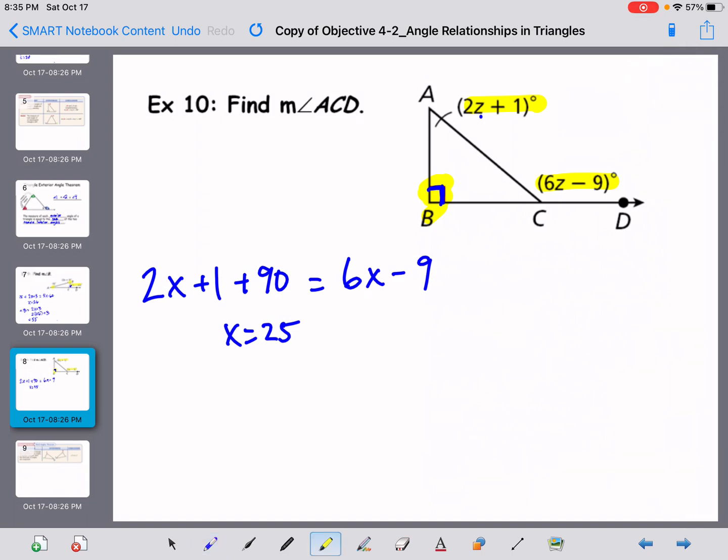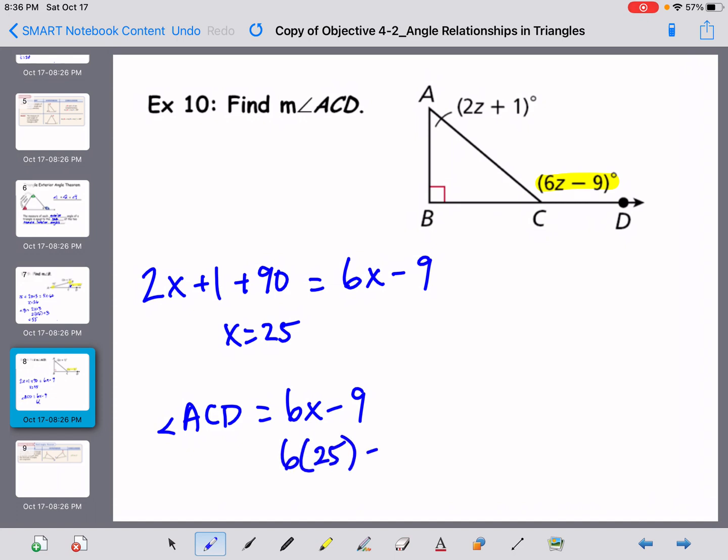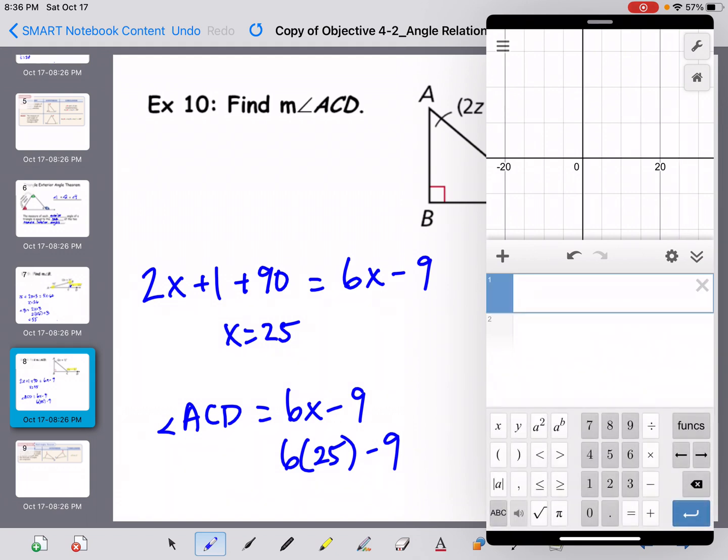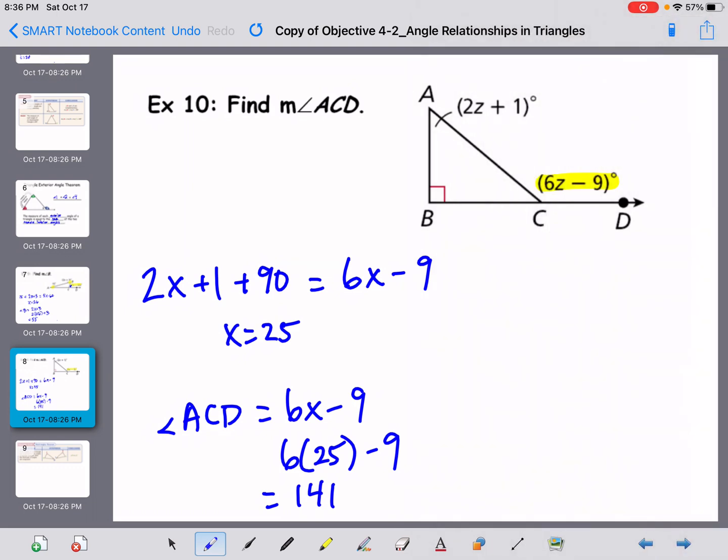Great. What was I trying to find in the first place? ACD. Oh, I was trying to find that angle on the outside. So, angle ACD equals 6x minus 9. 6 times 25, subtract 9. So let's type that in, and what are we going to get? 141. So the measure of angle ACD is 141 degrees.